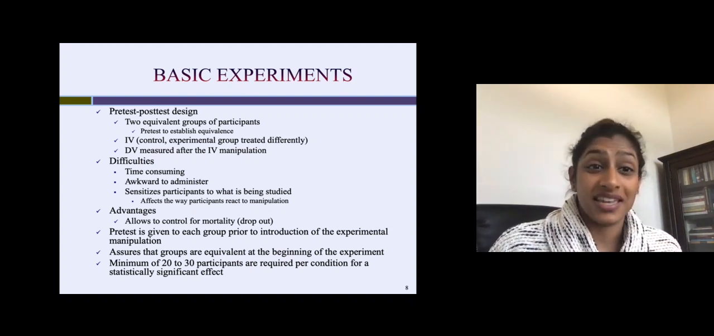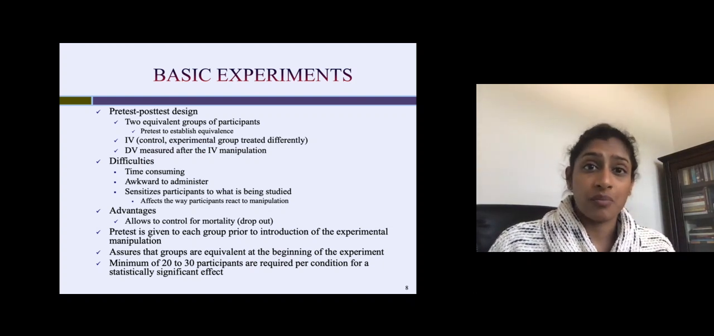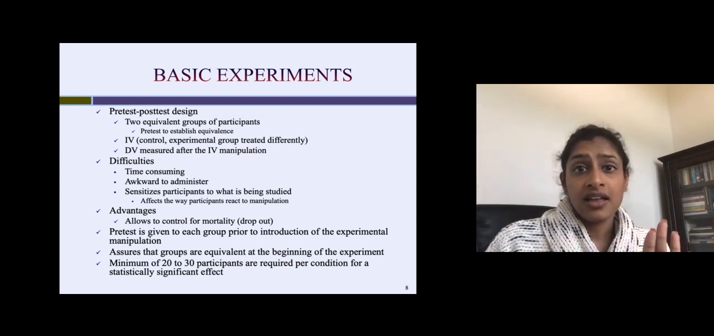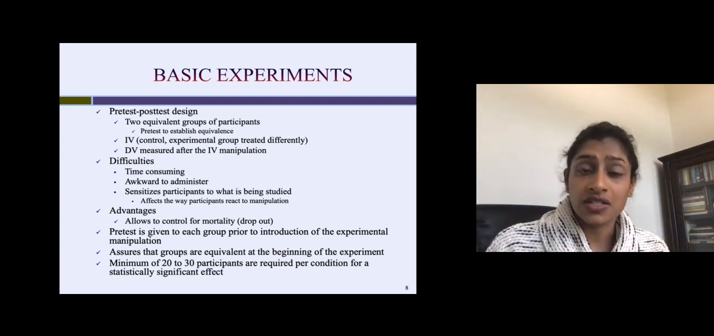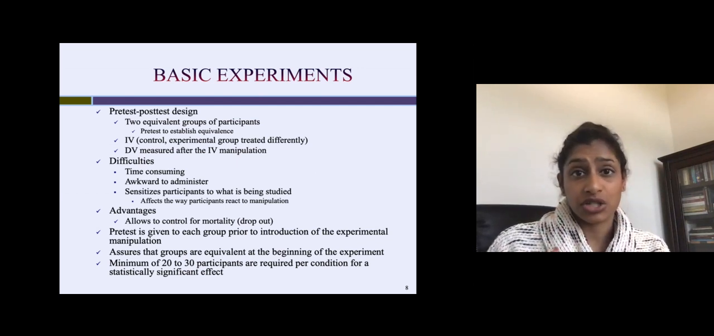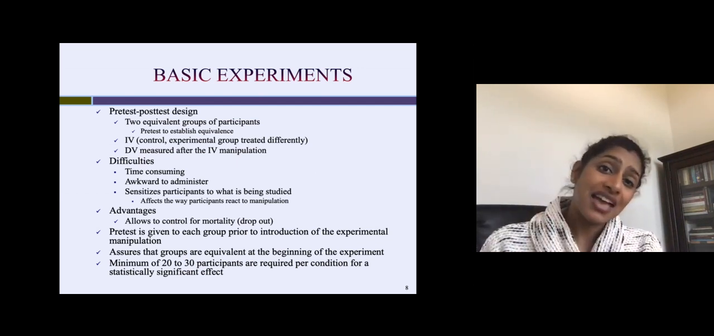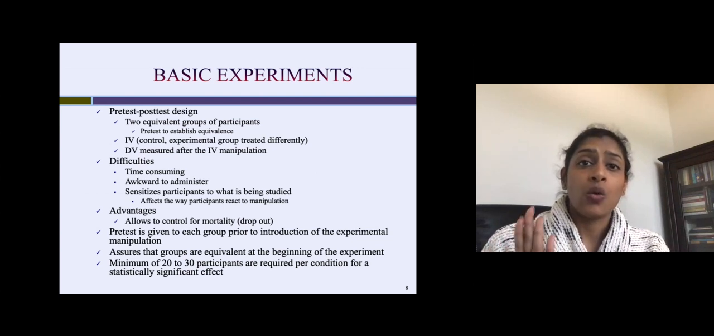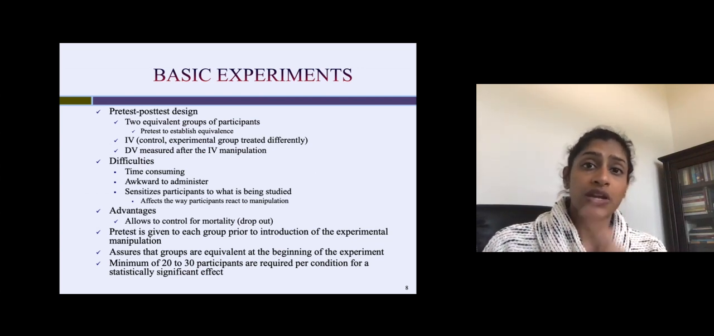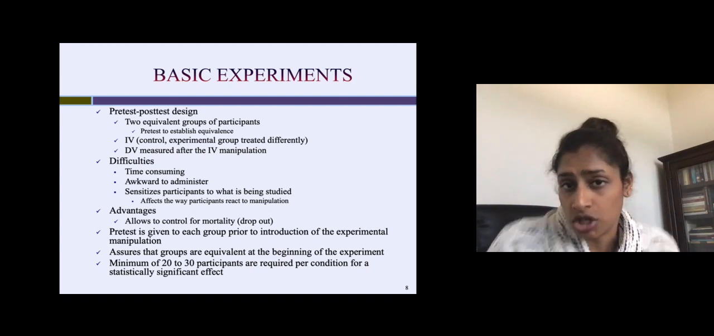And what that means is we take our sample, we collect data, and so basically we're collecting the dependent variable first. Then we give our subjects our independent variable, and then we collect our dependent variable again. And we try to see what the shifts are between time 1 and time 2.